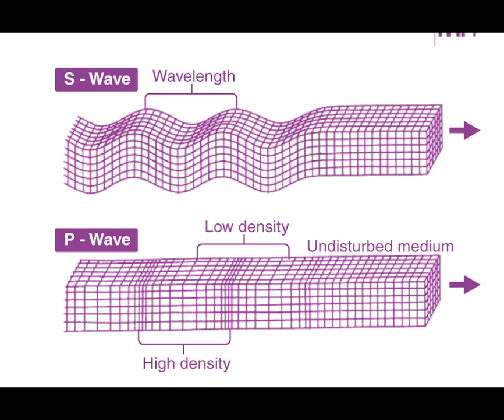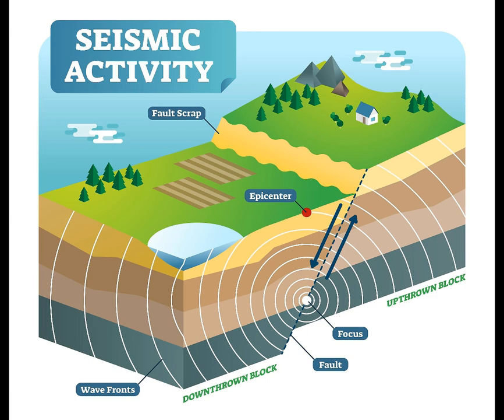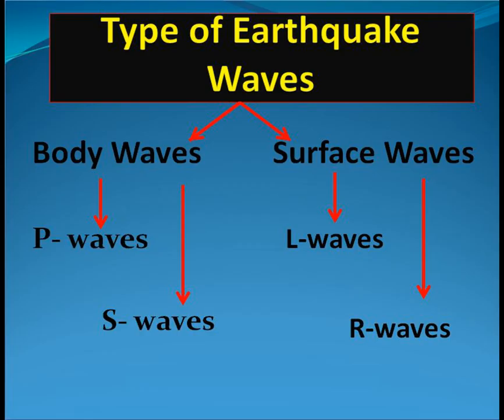Types of earthquake waves. Based on the medium they travel in, earthquake waves can be classified under two categories: 1. Body waves, and 2. Surface waves. Body waves are those waves that travel through the Earth. They originate at the epicenter of the earthquake and travel through the Earth's interior at amazing speeds. There are two types of body waves, namely P waves and S waves.